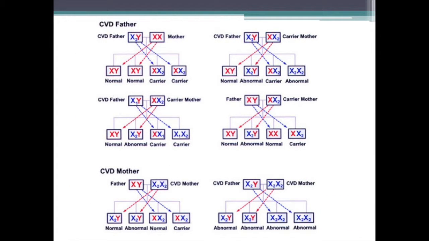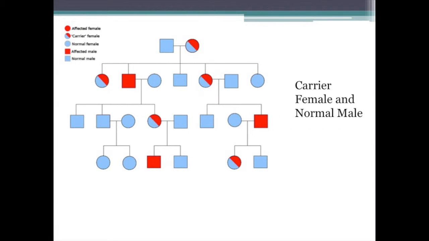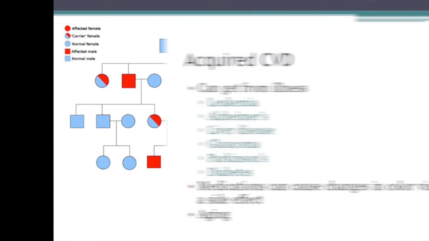The following pedigrees show a CVD father and a CVD mother, and if their children will be normal, abnormal, or be carriers of the colorblindness gene. Here's a simpler example. You start with a normal male and a carrier female. After 3 generations, there are 3 colorblind males and only 4 carrier females. Notice that there are no females that are actually affected.